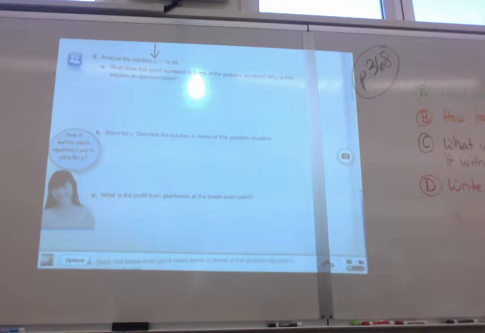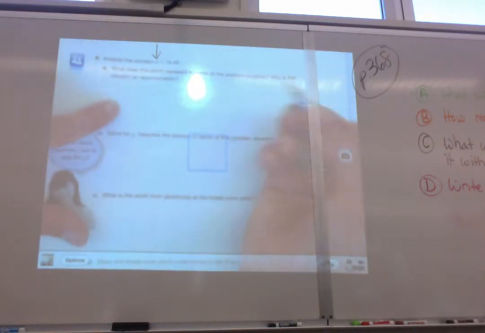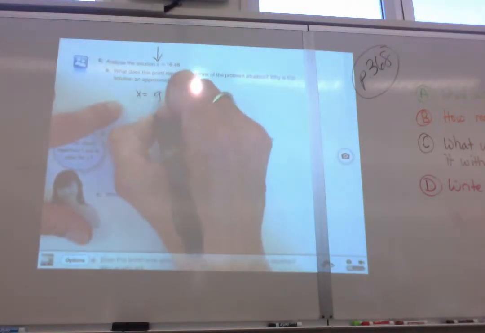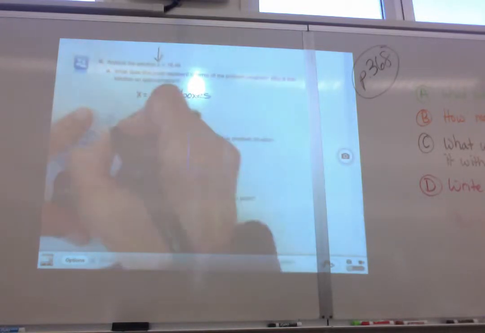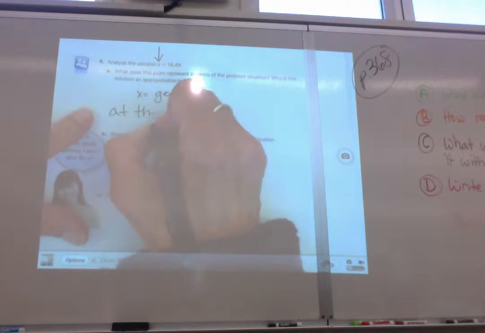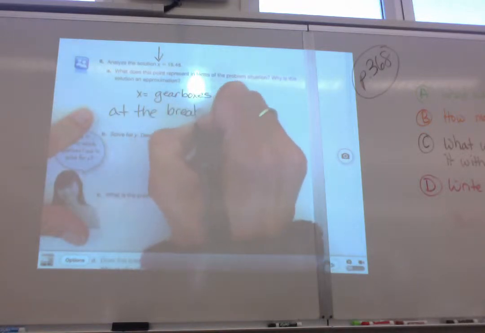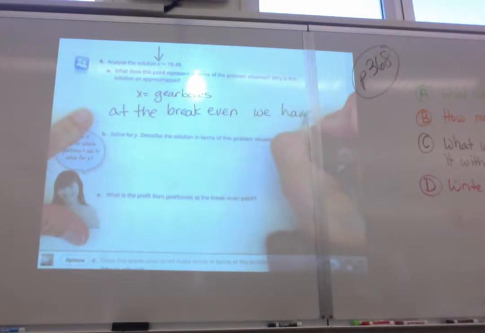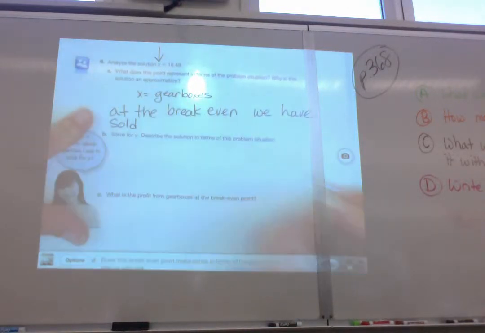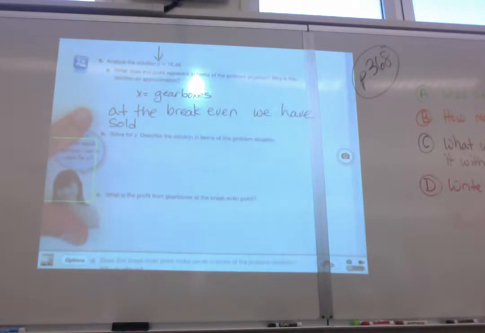Look back at our graph. What's on the x-axis? Not dollars. Gearboxes. X equals gearboxes. So at the break even, we have sold how many? How many gearboxes did they sell at the break even?